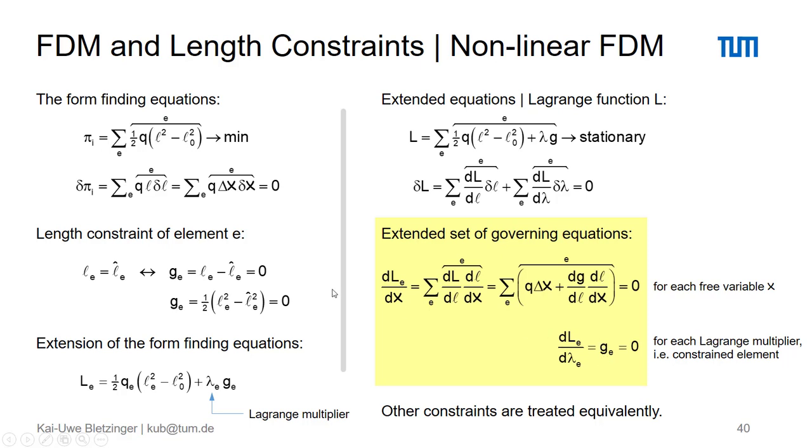So you have two sets of equations which have to be solved for each free variable x, refer to the leading chapters, and in the second set we will just have the additional equation as the derivative with respect to the Lagrangian parameters, which also has to be 0. If we look at other constraints, we will see that later, we treat them equivalently.